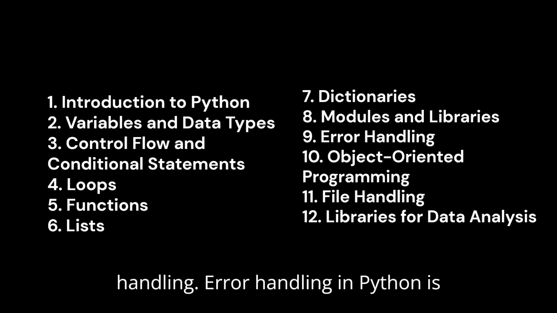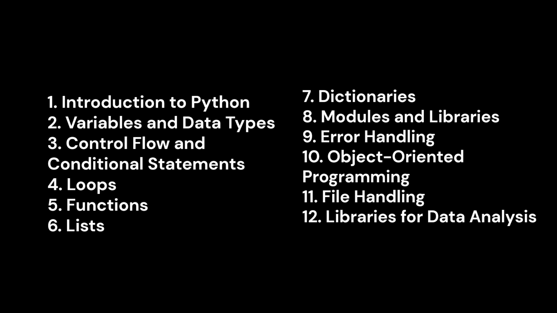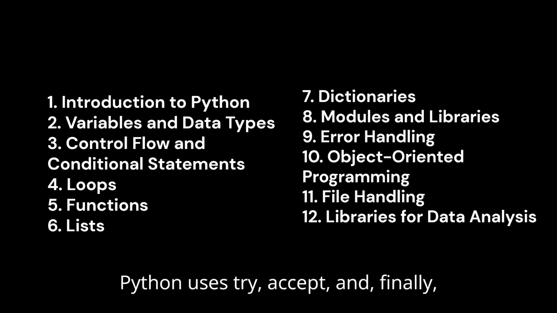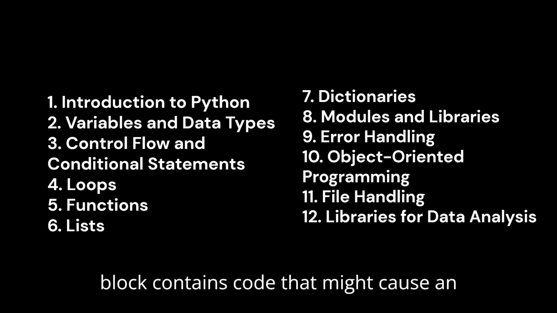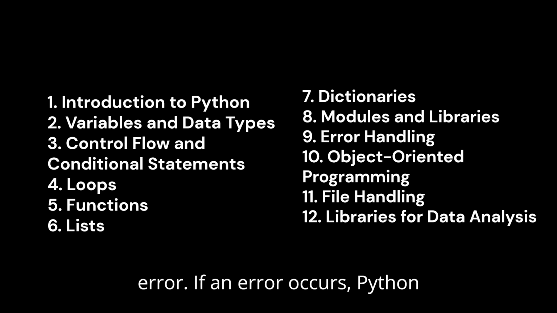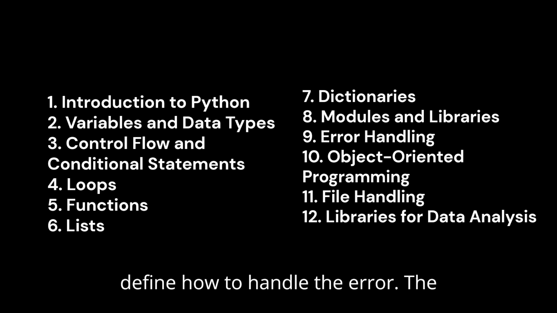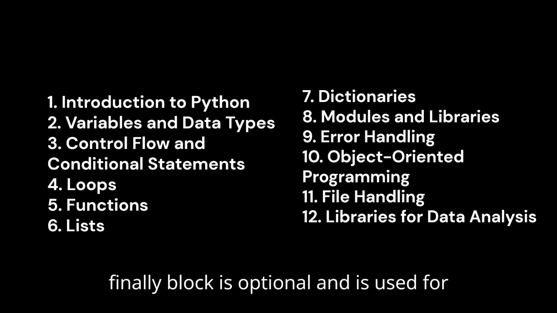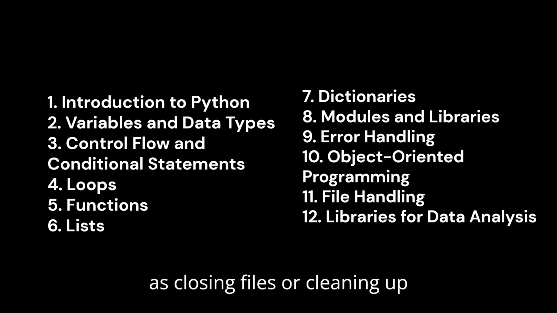9. Error handling. Error handling in Python is essential for making your code robust and preventing it from crashing unexpectedly. Python uses try, except, and finally blocks to manage errors. The try block contains code that might cause an error. If an error occurs, Python moves to the except block, where you can define how to handle the error. The finally block is optional and is used for code that should run no matter what, such as closing files or cleaning up resources. By properly handling errors, you can improve the user experience and make your code more reliable.